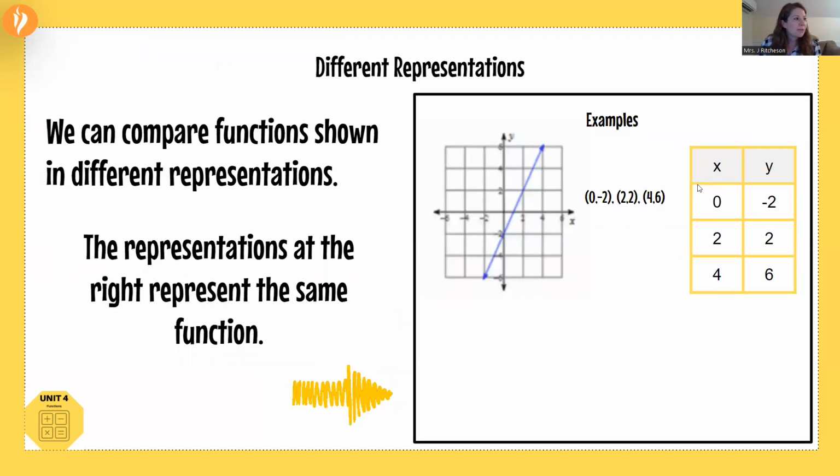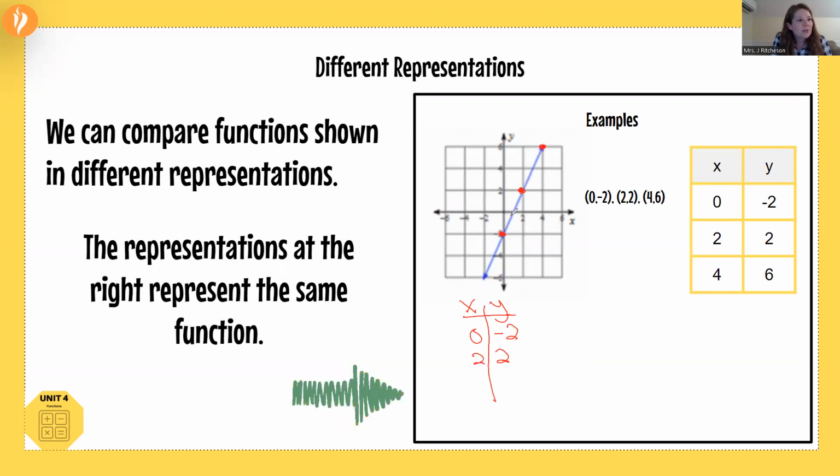All right, so we can compare functions. It says the representations at the right represent the same function. All right, so let's verify that that is true. We're going to take these ordered pairs that are graphed here. So what is this ordered pair? If we start at the origin, we do not go right or left. Let's make a t-chart. We don't go right or left, so our x is 0. We would go down 2. So this ordered pair would be 0, negative 2. This ordered pair would be 2, 2. When x is 2, y is 2.